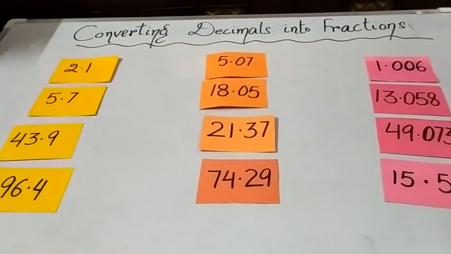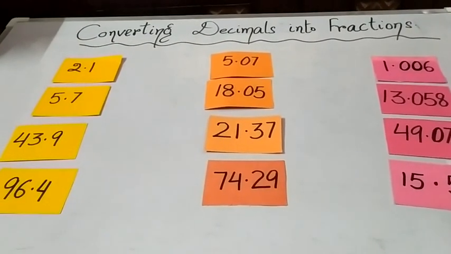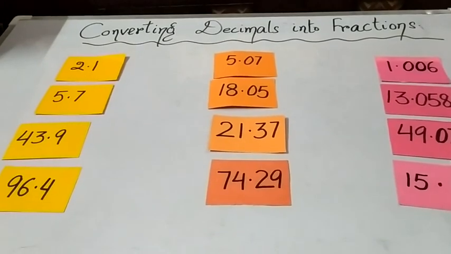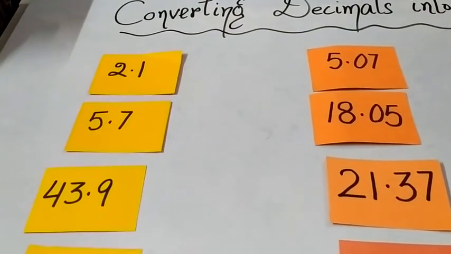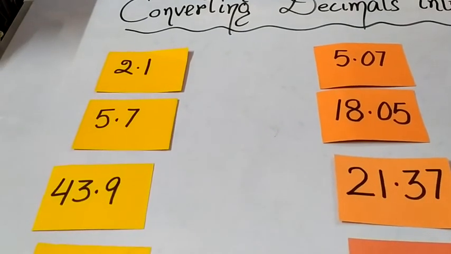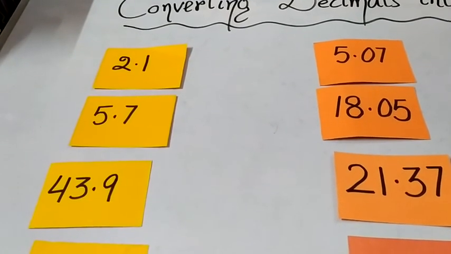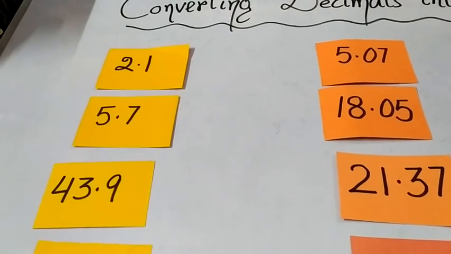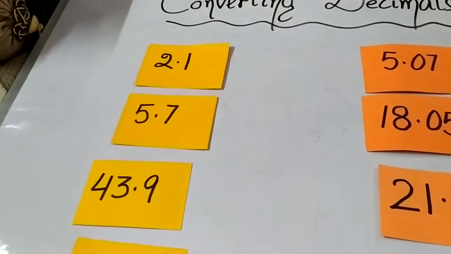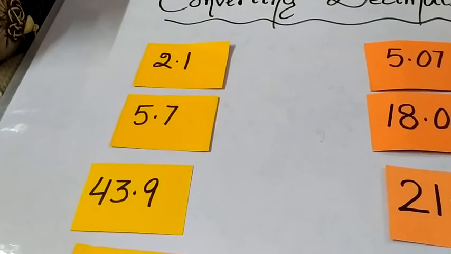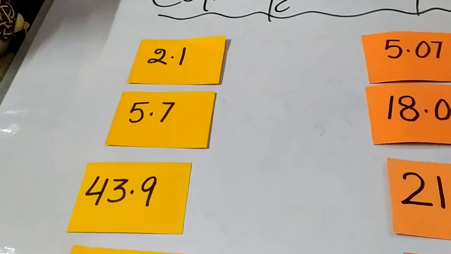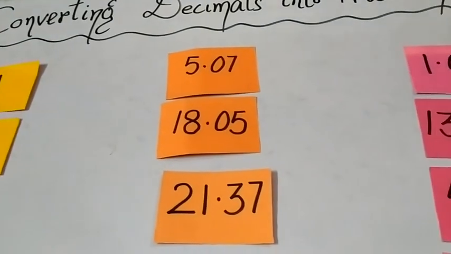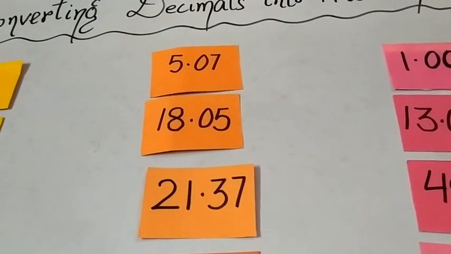There is not much difference when we solve these. The only thing we have to remember when we are solving these yellow cards, the questions having one digit after the decimal, is that we have to write the fraction having denominator tenths, because tenth is the first place after the decimal. Okay, now when we come here, there are two digits after the decimal.